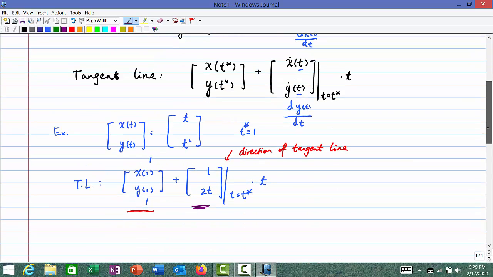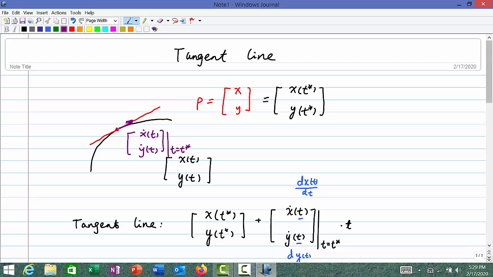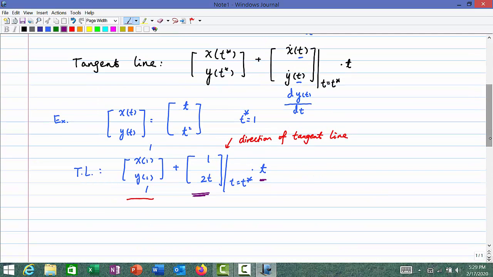So by multiplying by this t, we'll actually get many points, numerous points here. If you allow t to be negative, you also go this way. So that will define the line. That's why we have a t over here. So this t has nothing to do with the t inside, because that will be evaluated at t*. So this will be constant, it will be some numbers.